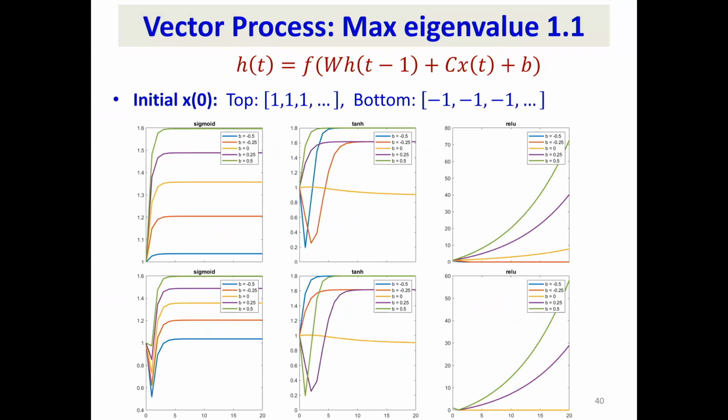h equals f of W times h_{t-1} plus some matrix C times x_t plus a bias b, okay? So now, these are 5 different values of the bias. In each case, I've given it an initial vector of all ones or an initial vector of all minus ones. The upper one is an initial vector of all ones. The bottom one is an initial vector of all minus ones. And the first column, of course, is sigmoids. I'm changing the bias. The 5 different rows are different values of the bias.